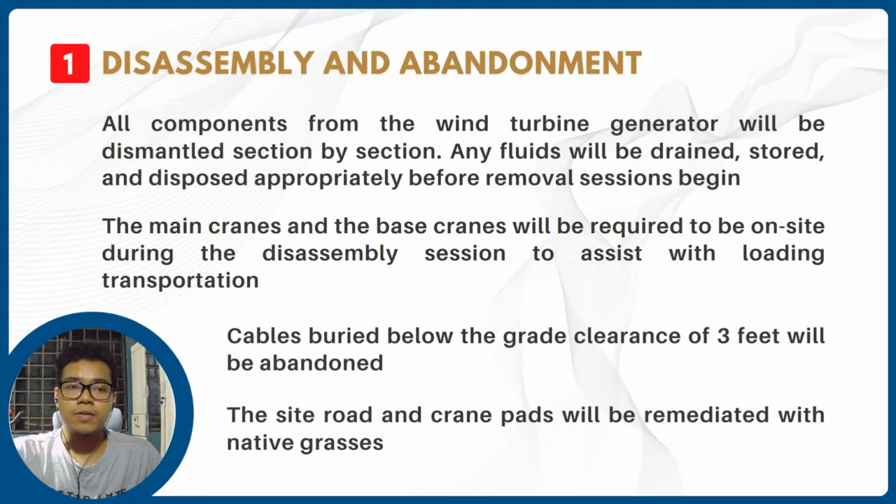For the first process, which is disassembly and abandonment, all components from the wind turbine generator will be dismantled section by section, and any fuels will be drained, stored, and disposed appropriately before removal session begins. The main cranes and the base crane will be required to be on site during the assembly session to assist with loading transportation. All cables that will be below the grade clearance of 3 feet will be abandoned, and the side road and the crane pads will be remediated with native grasses.